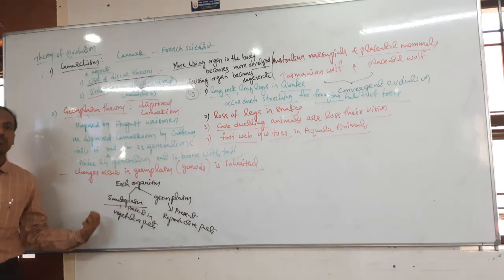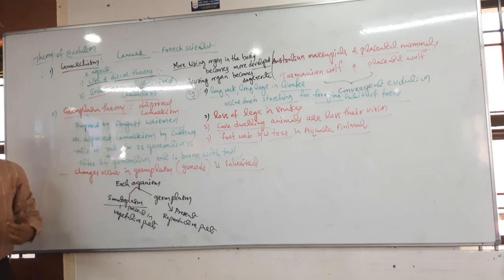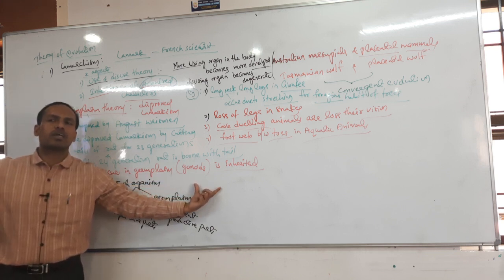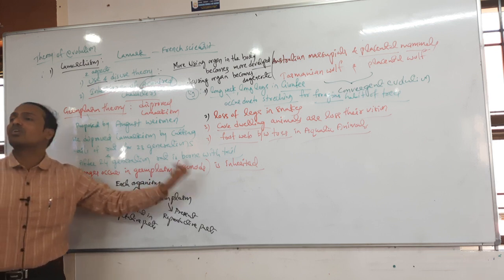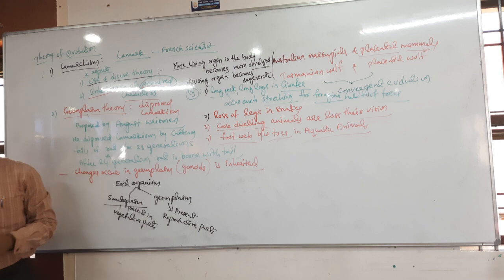How many plasms? Two plasms are there, somatoplasm and germplasm. Where can we observe germplasm? We can observe it in the reproductive organs. Reproductive organs we can call gonads, because only gonads can produce which one? Gametes. That gametes undergo fusion.